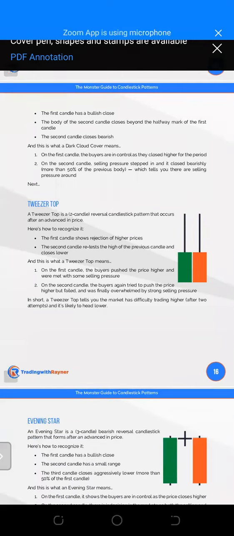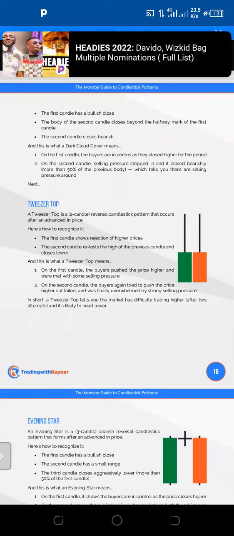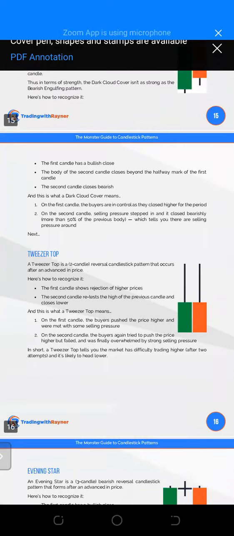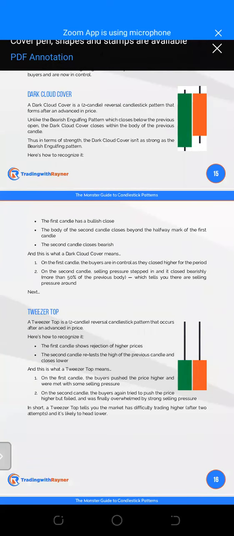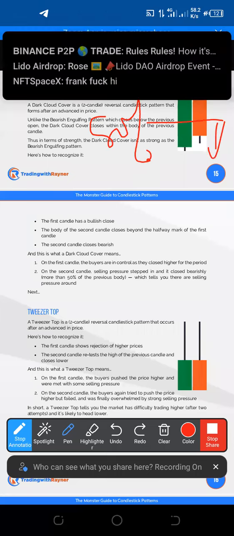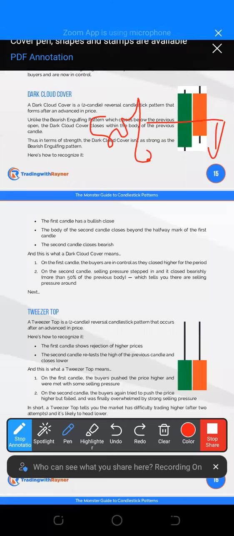On the first candle, the buyers are in control as they closed higher for the period. On the second candle, selling pressure stepped in and it closes bearish, more than 50% of the previous body, which tells you there is selling pressure. That is 50% of the first one. If you divide this green to half, that is 50%. The second candle closes a bit below 50% of the first candle, and it actually implies there is selling pressure.